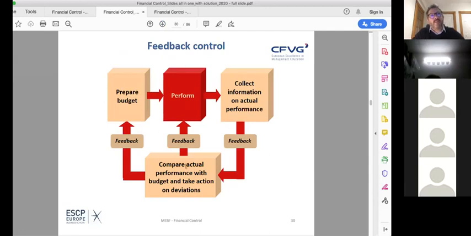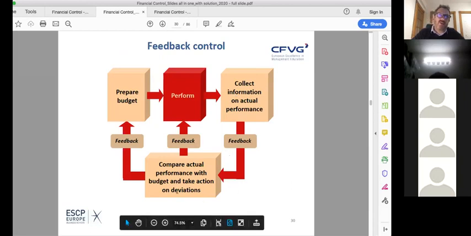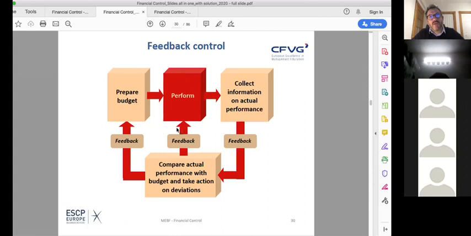Here, this chart is also complementary to the previous one. So we prepare the budget, we perform, we collect information on the actual performance, then we give some feedback to the management, and the management gives some feedback to the areas who are performing, so to the operating managers: you should improve this process, or you should do this or do that.